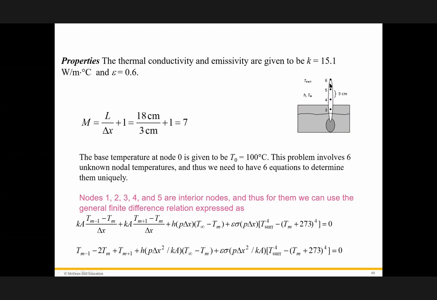And the last one, if I look at here, is node number 6. From here to here is delta x, and from here to here is delta x. We assume from the bottom here you have convection to outside.